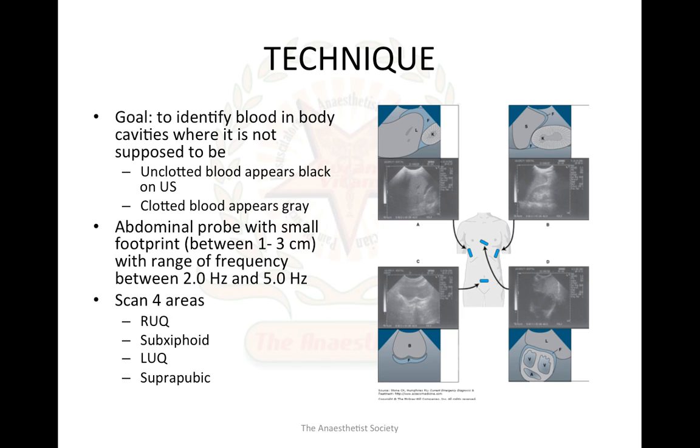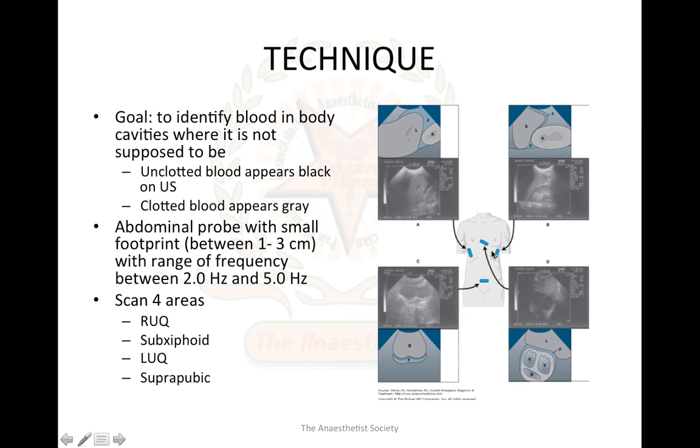We have to scan 4 areas. First is the right upper quadrant. There is fluid between the liver and right kidney. This is the liver and this is the right kidney, and you can find some fluid here. Then it is a positive FAST.